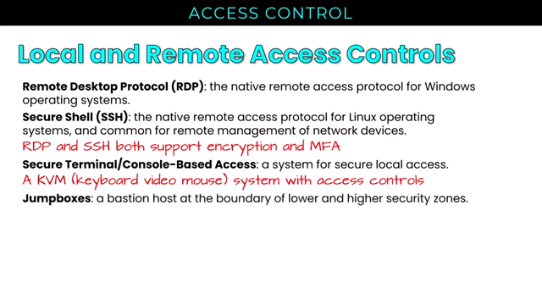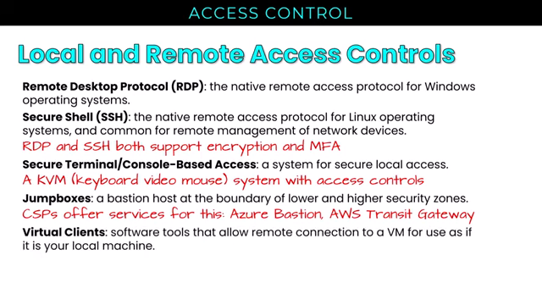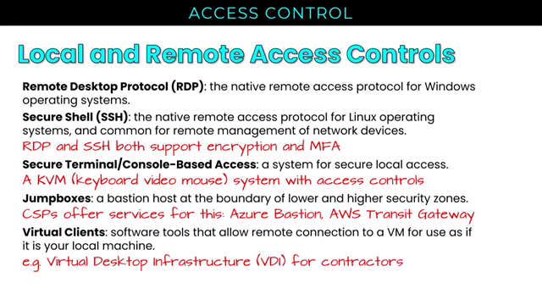Jump boxes, a bastion host at the boundary of lower and higher security zones. Your CSPs offer this as a service in some cases. We have Azure Bastion and AWS Transit Gateway as a couple of very popular examples. Virtual clients, software tools that allow remote connection to a VM for use as if it is your local machine. Virtual desktop infrastructure, or VDI, for contractors is very common in this scenario.